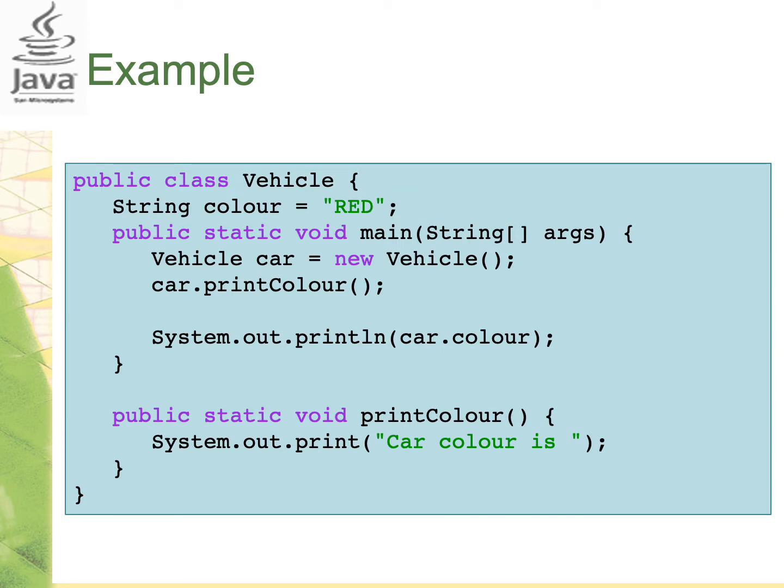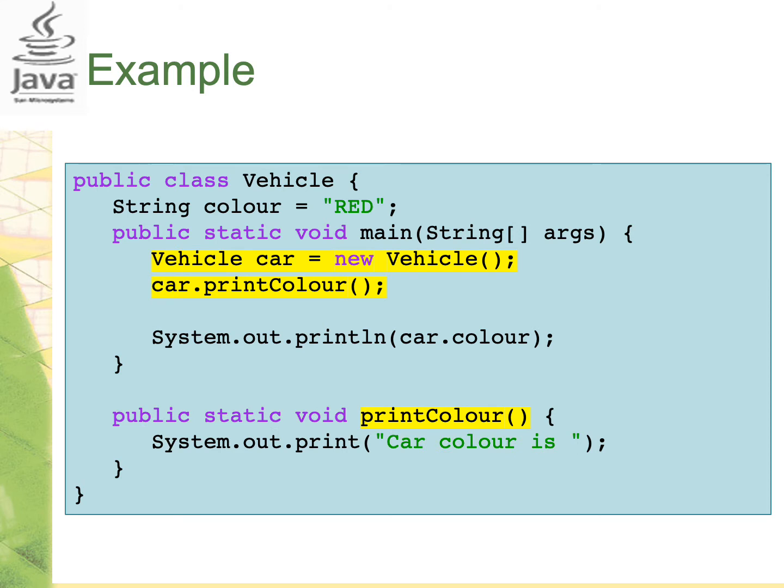Here we have a class called Vehicle. We then have a global variable called color that is of type string. It has the value red. Then we have the main method. We also have another method that is called printColor. Methods can be written anywhere within the class. Here I wrote the printColor method at the bottom of the code. I can write it before the main method. It does not matter. In the printColor method, it has a print statement, so it will display the sentence Car color is when the method is invoked.